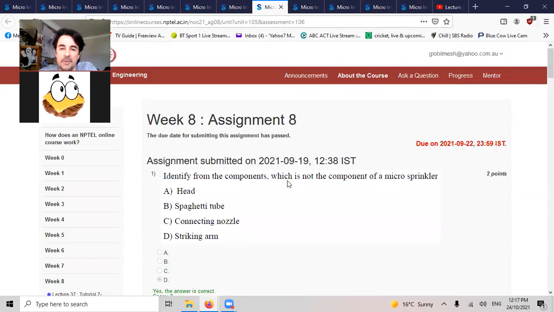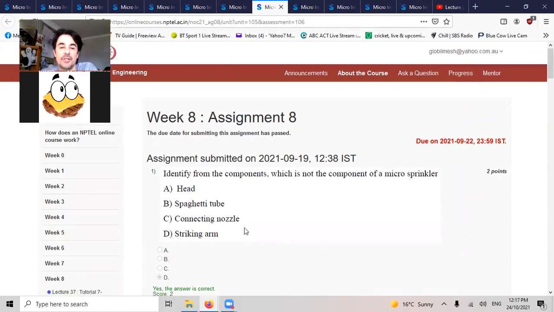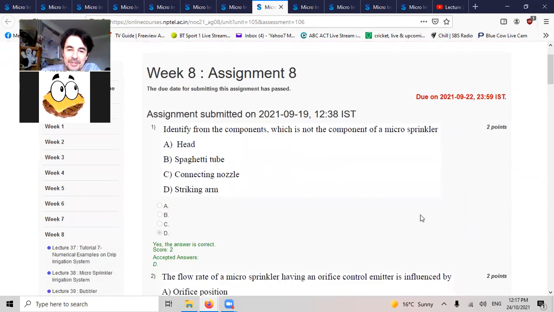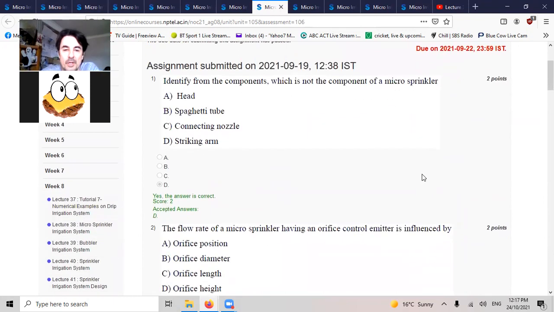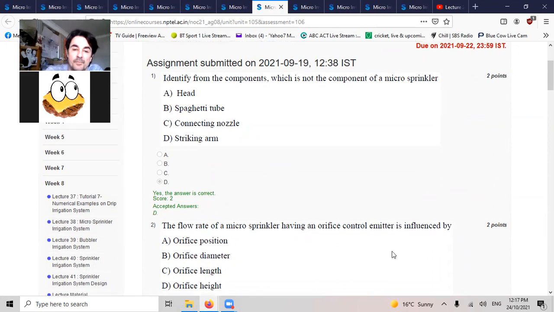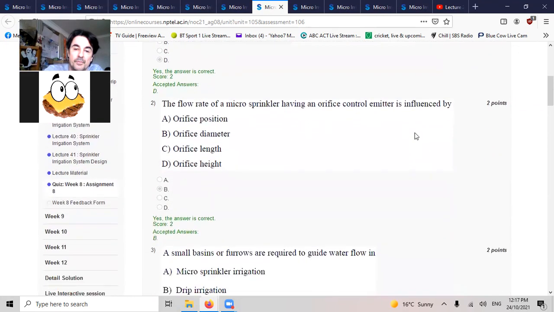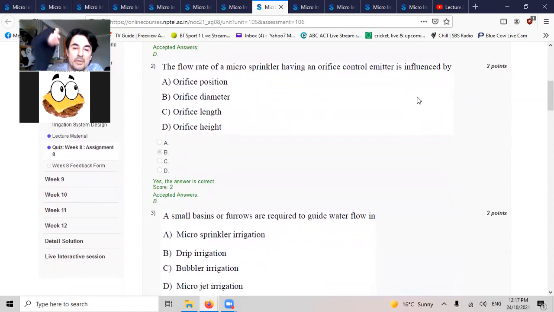Week 8. Identify the following component, which is not the component of the micro sprinkler: head, spaghetti, connecting nozzle, or a striking arm. And striking arms. Flow rate of micro sprinkler having an orifice control emitter is influenced by the width diameter. Increase the diameter, it flows more.